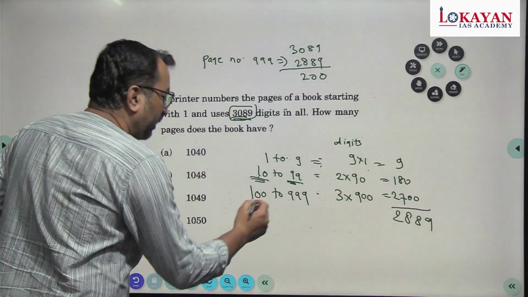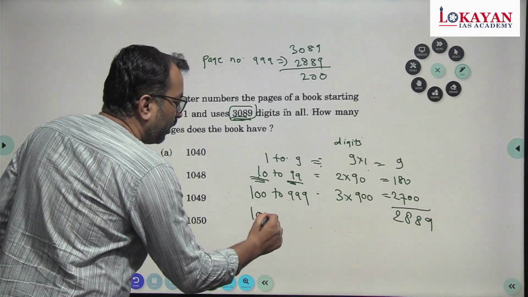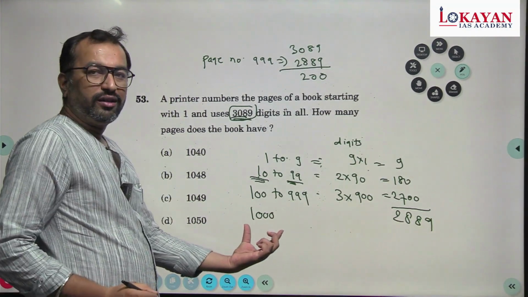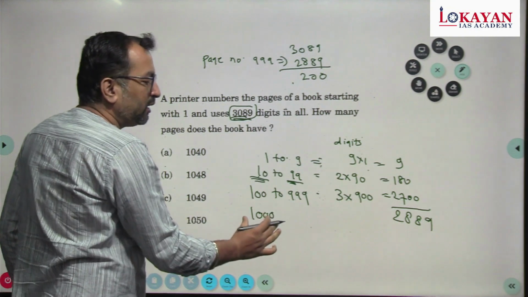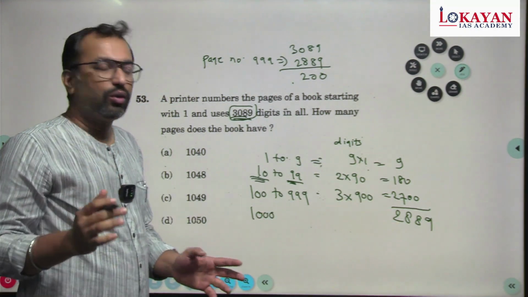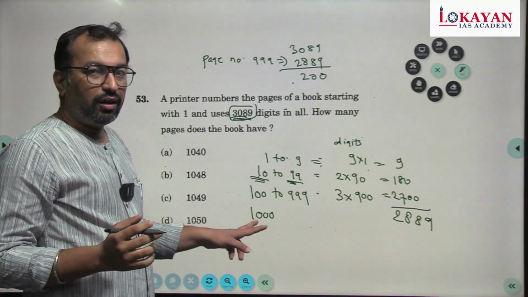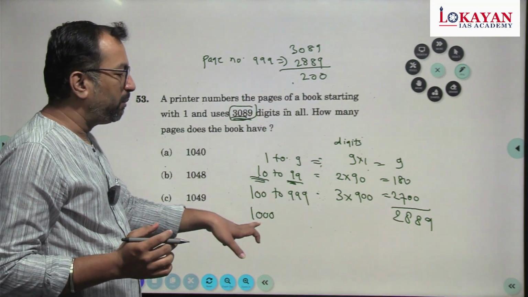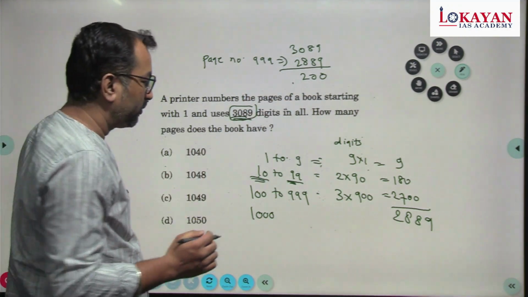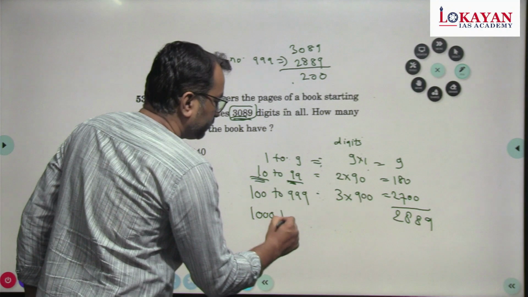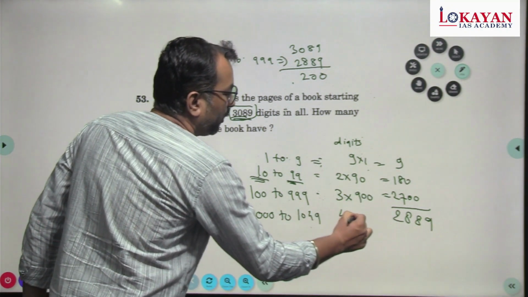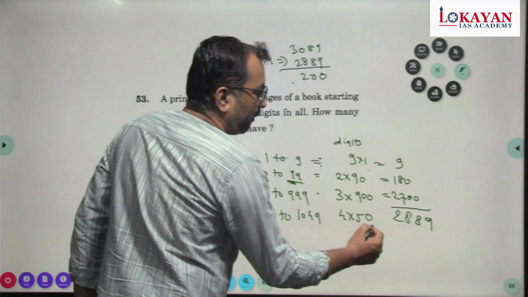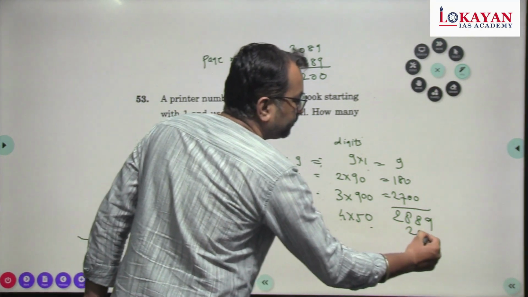But further, all page numbers will be 4-digit numbers. We want 200 digits, but every number is going to be of 4 digits. So for 200 digits, how many pages will be there? 50 pages. So there will be 50 pages, and 50 into 4 will be 200.